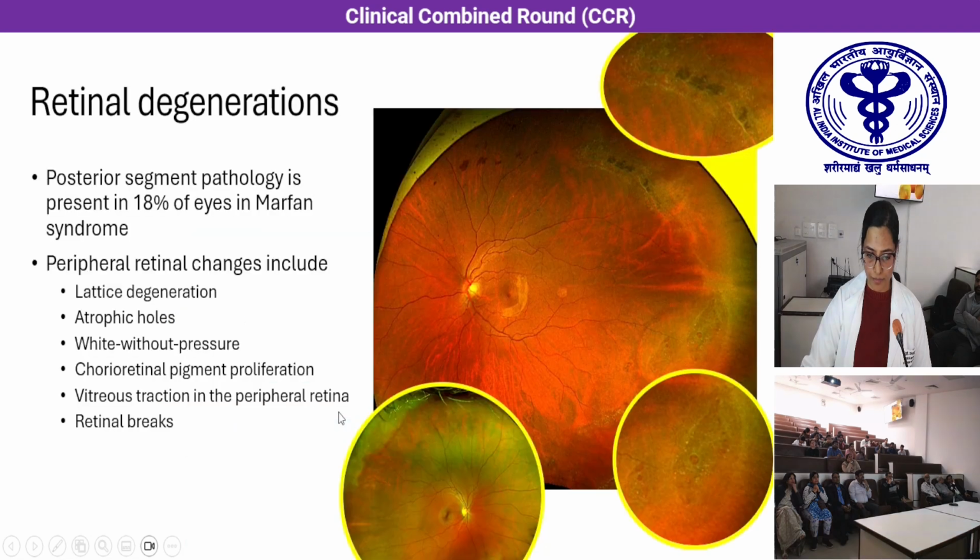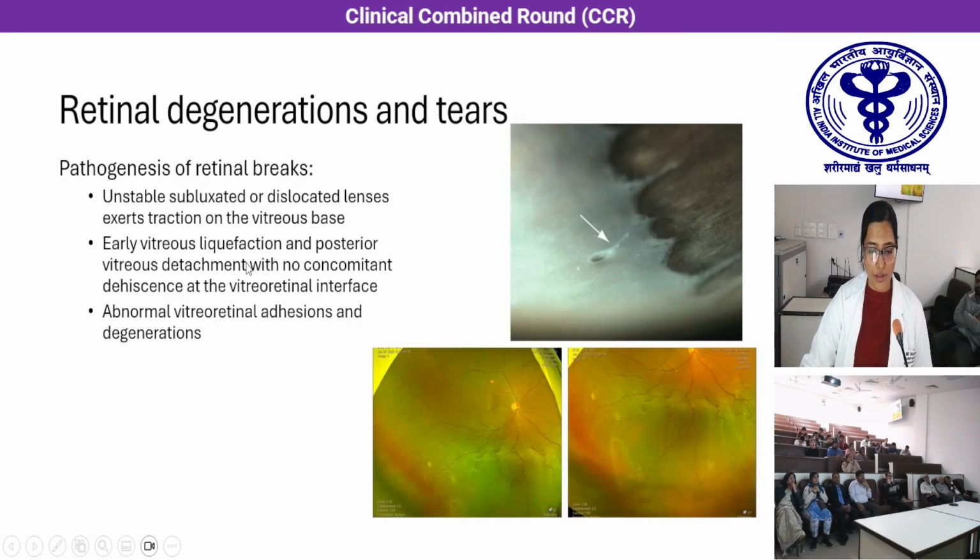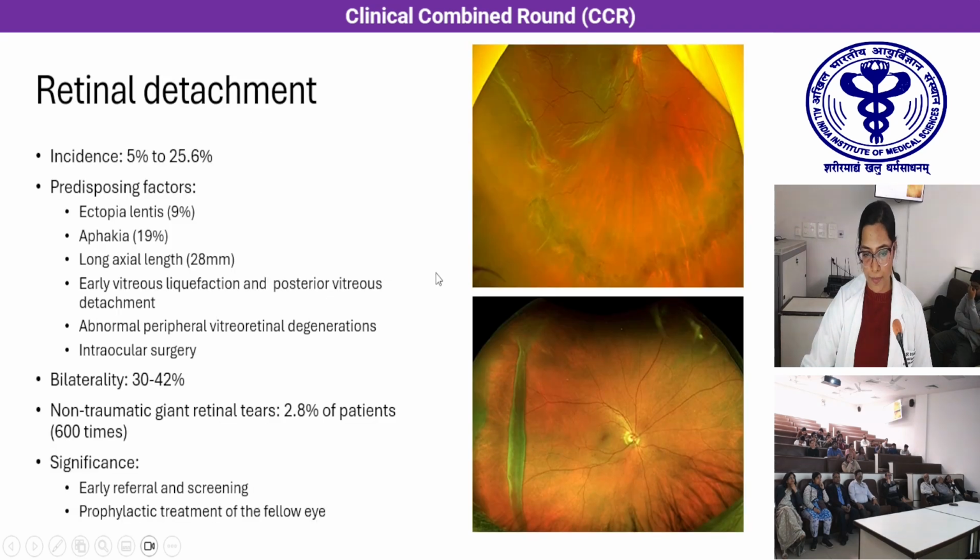and high myopia. The retinal degenerations are also common features in patients with Marfan syndrome. 18% of eyes with Marfan syndrome have some kind of retinal degenerations. These can include lattice degeneration, atrophic holes, or white without pressure areas. The pathogenesis of retinal breaks in these patients could be due to the unstable subluxated or dislocated lenses, which exert traction on the vitreous base, early vitreous liquefaction and posterior vitreous detachment, and abnormal vitreoretinal adhesions and degenerations. So in this figure, we can see the traction caused by the zonules over the retina.